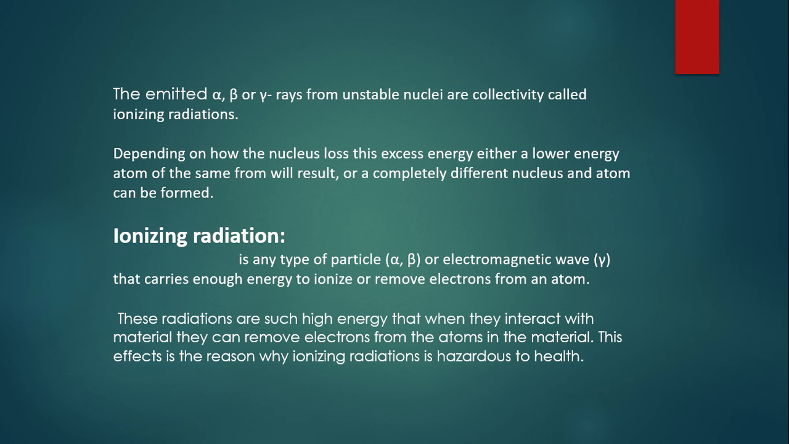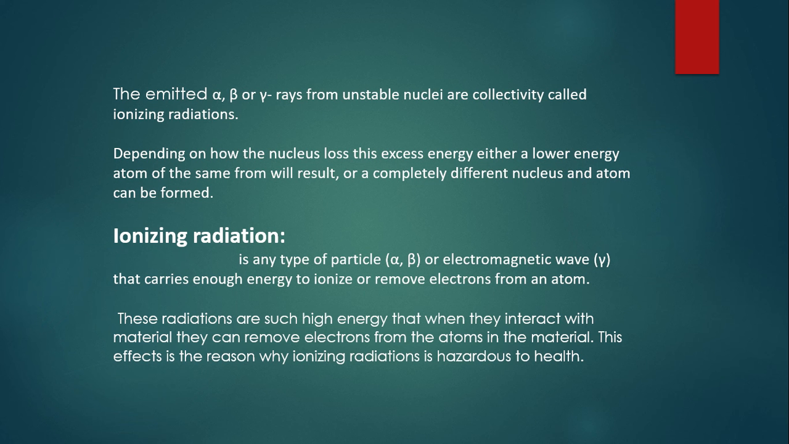The emitted alpha, beta, or gamma rays from unstable nuclei are collectively called ionizing radiation. Depending on how the nucleus loses this excess energy, either a lower energy atom of the same kind results, or a completely different nucleus and atom can be formed.